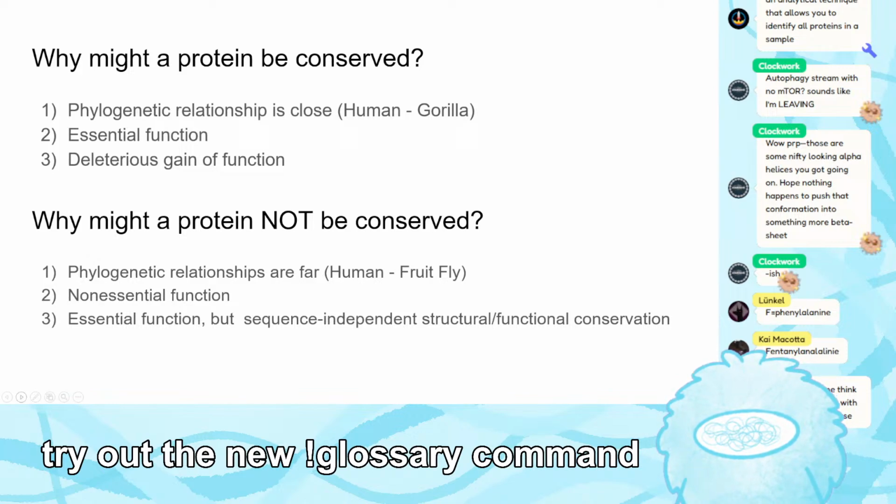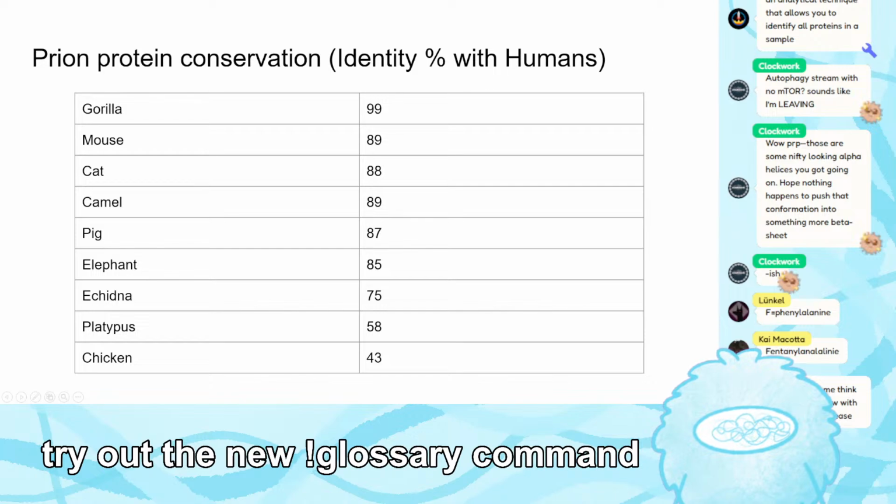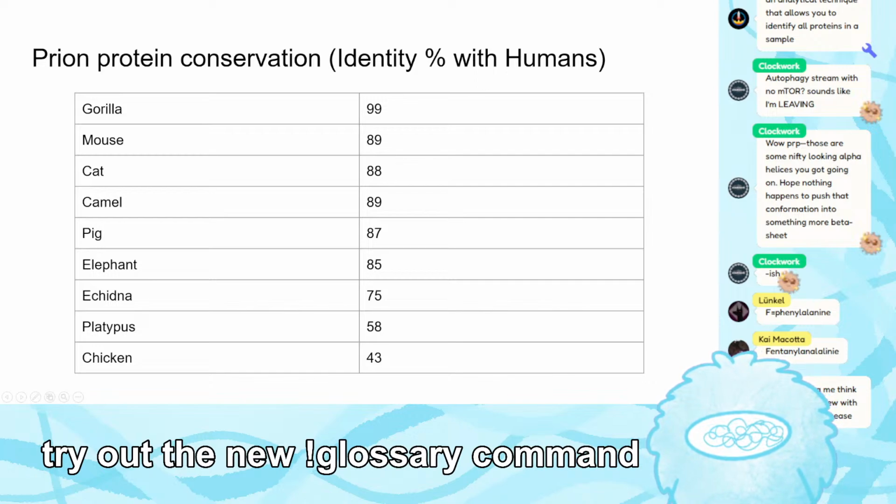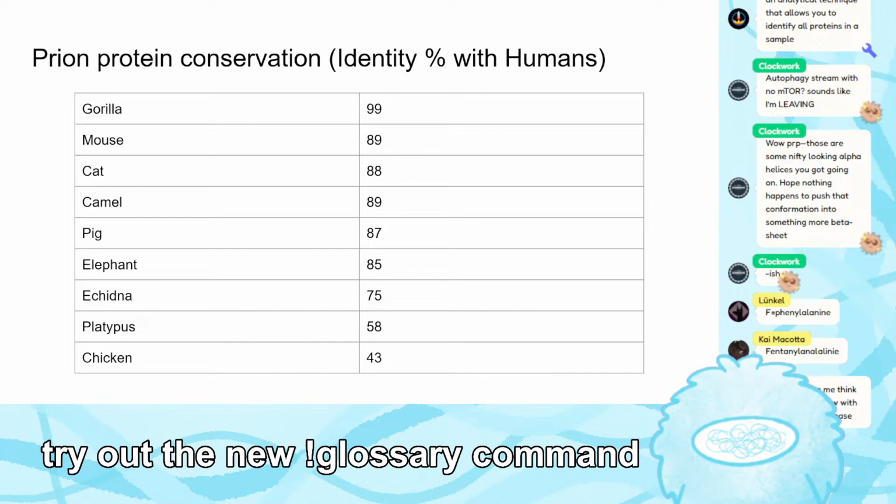So how conserved is the prion protein? Well, I took a look and I did a couple of protein alignments, and this is what I found. The left column here is different species, and on the right column we have percent identity with humans, so the amount of similar overlap that we have with different species.